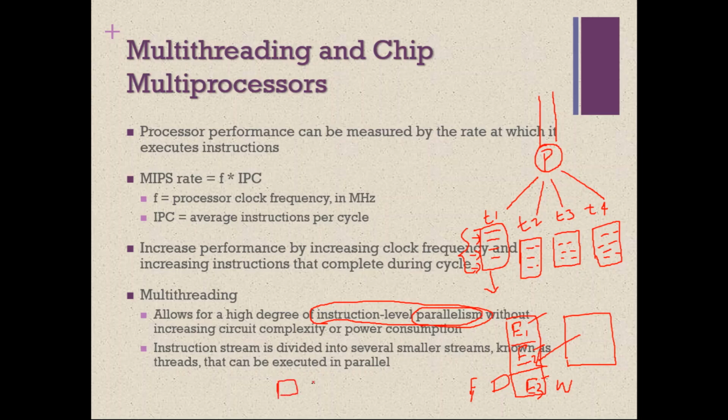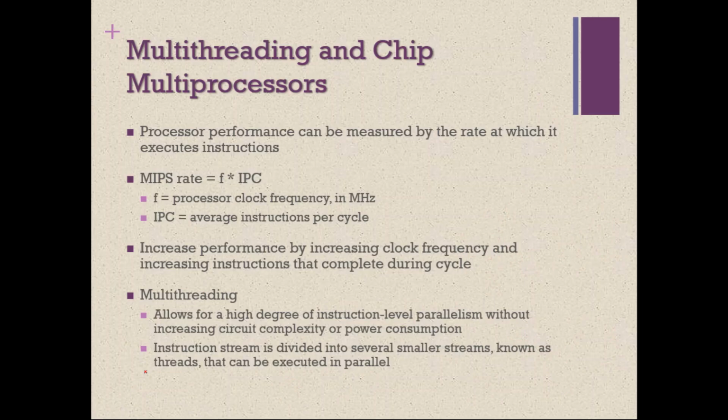If you have more than one processing unit, then also it is possible, right? From a given thread, you give different instructions to different processors and let them execute. That also comes under instruction level parallelism. Okay, fine.